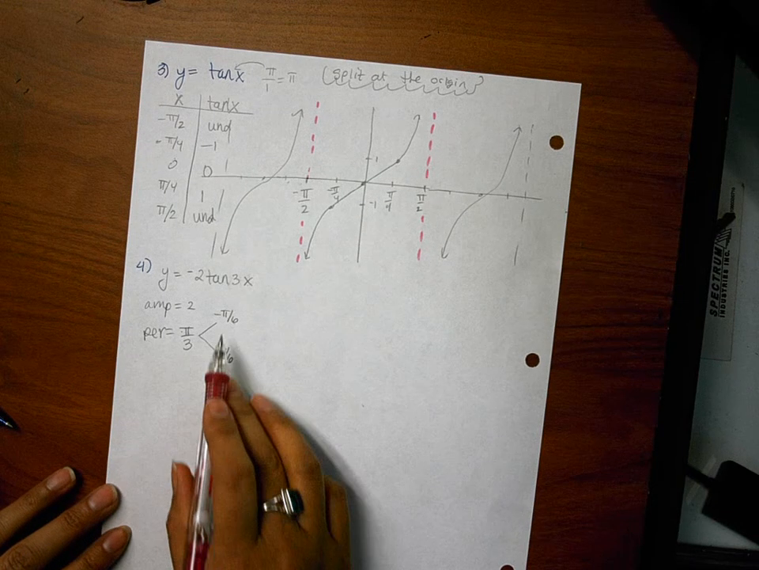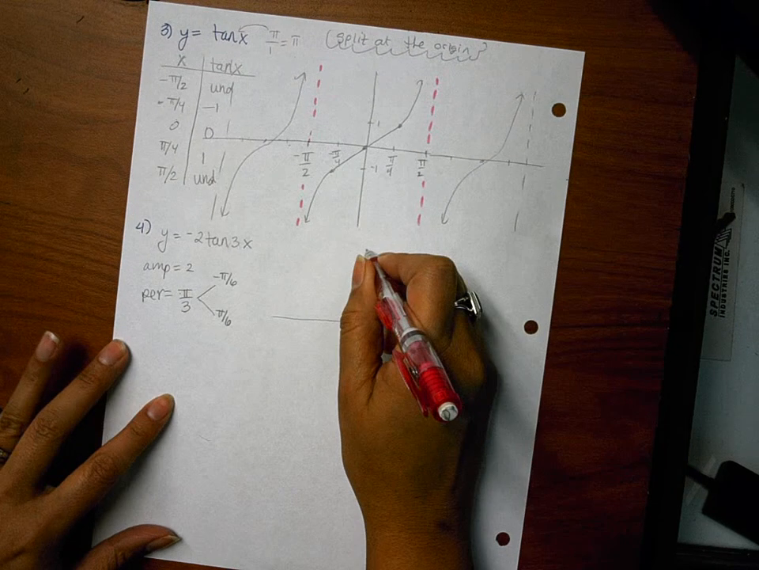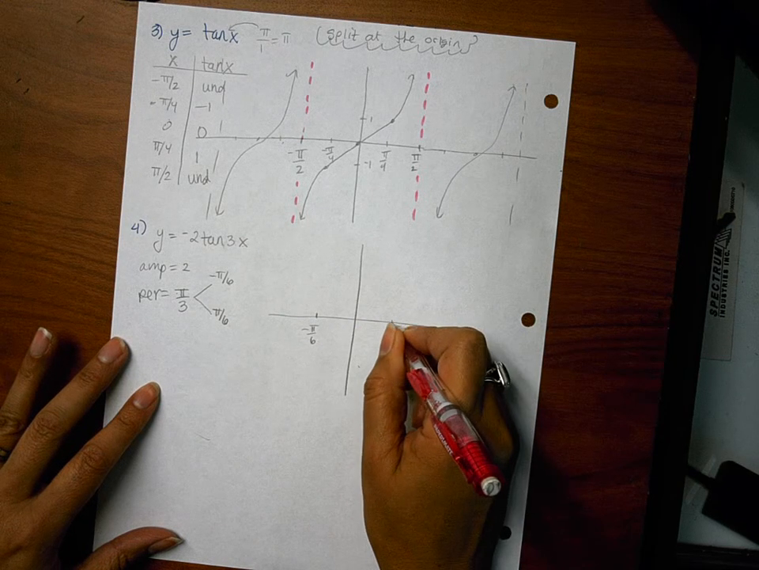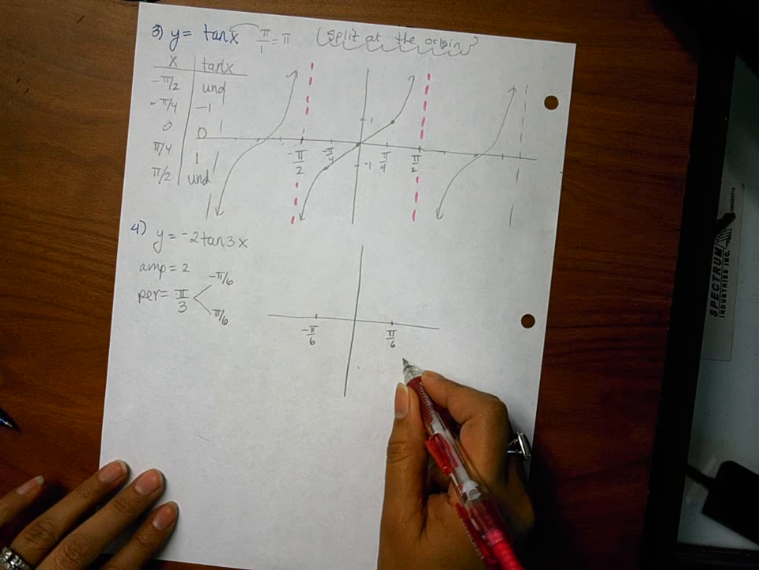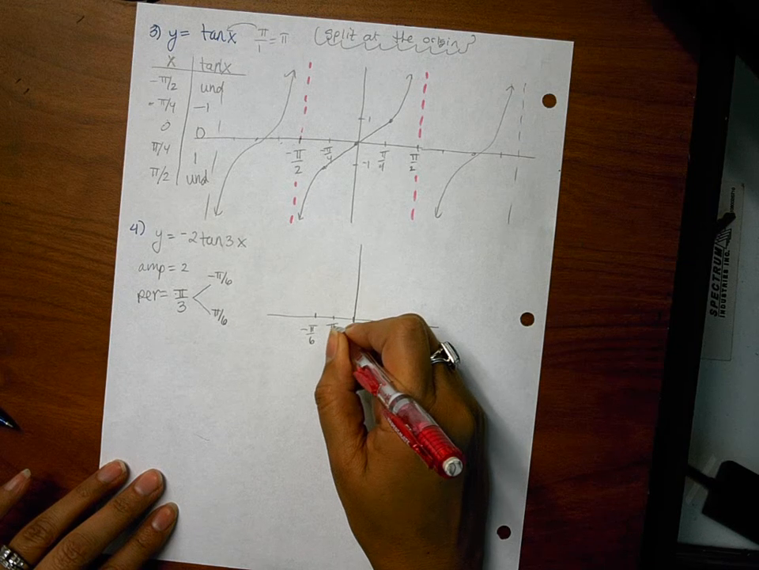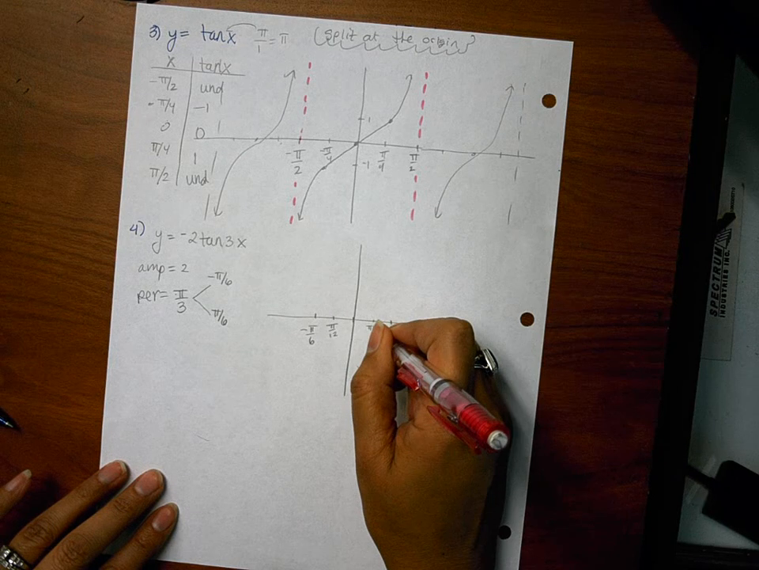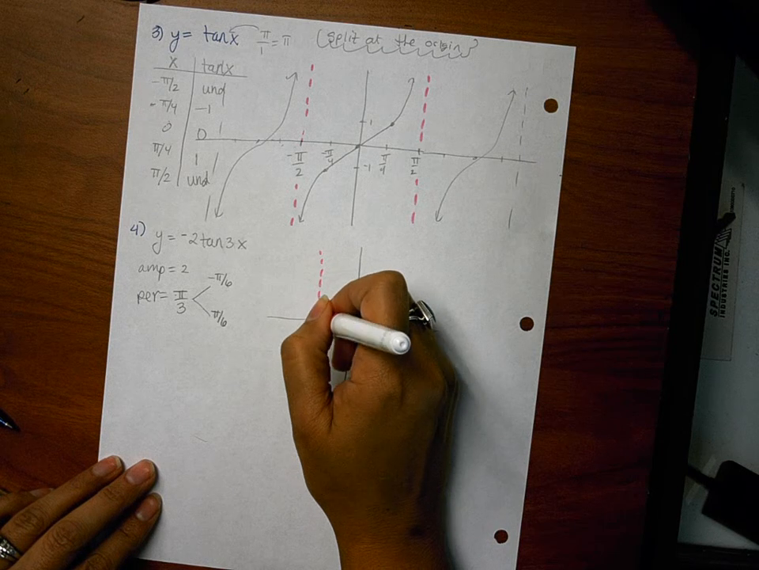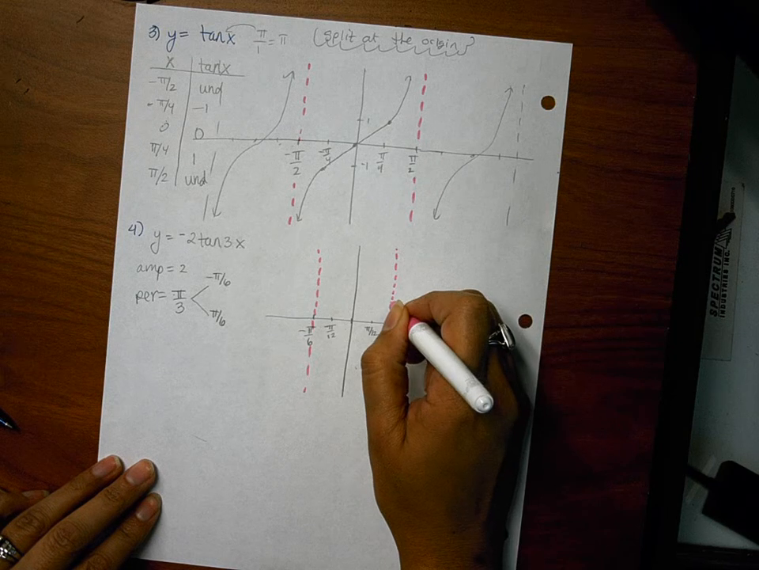When you have vertical shifts, we'll add numbers to the start and the end, but right now there's no vertical shift. So we are going to split at the origin, going from negative pi over 6 to positive pi over 6. That's my start, that's my end. Start and end. Cut it in half, you get 0. 0 to negative pi over 6 cut in half is negative pi over 12. 0 to pi over 6 cut in half is positive pi over 12. And we have our asymptotes at the start, negative pi over 6 and positive pi over 6.